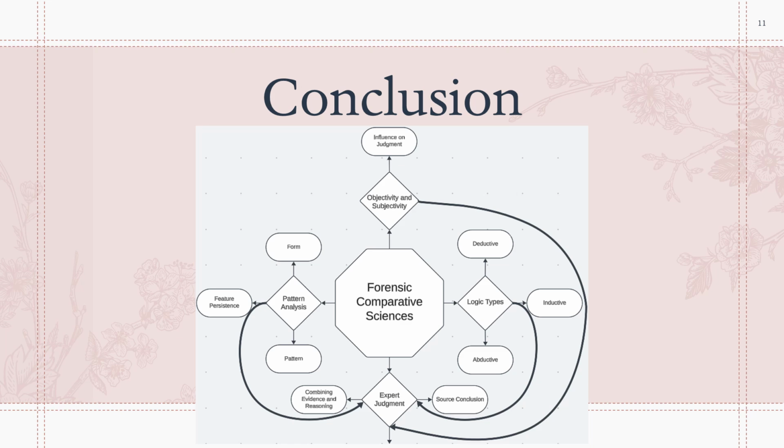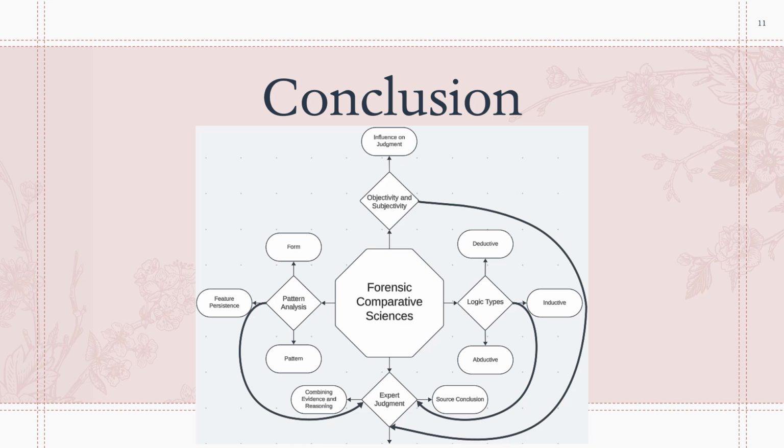All right, so let's recap objectivity, subjectivity, your logic types, your pattern analysis, and your expert judgment. So I created this nice, fancy, but complex flow chart to go into everything that we've talked about. So you've got your comparative science, and what makes up that comparative science is your objectivity, your subjectivity, your three different logic types, your expert judgment, and your pattern analysis. So more specifically on your objectivity and your subjectivity, influence on judgment, right? If you're looking at something objectively or subjectively, right? So now I drew an arrow that plays a role in your expert judgment.